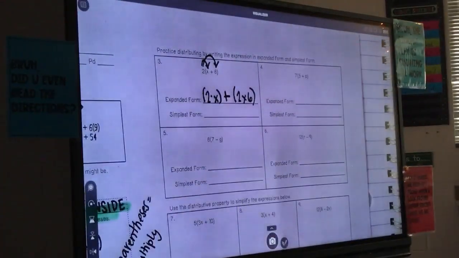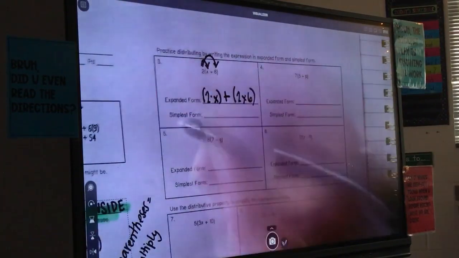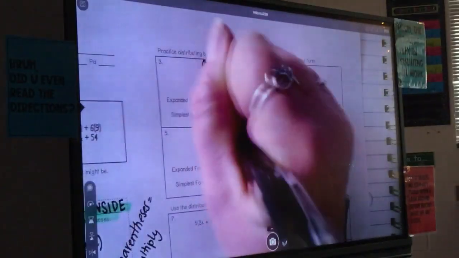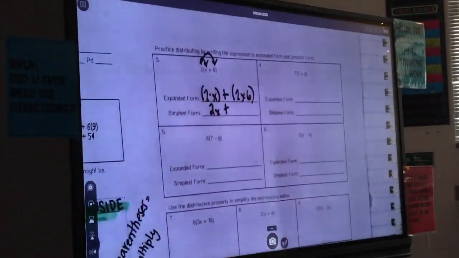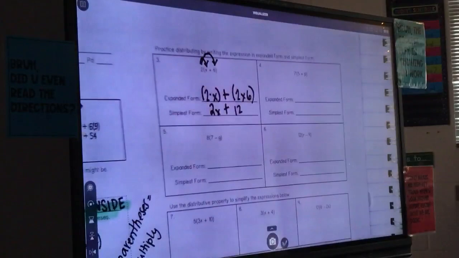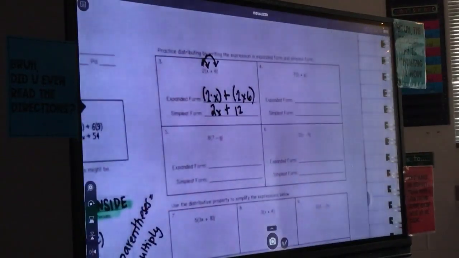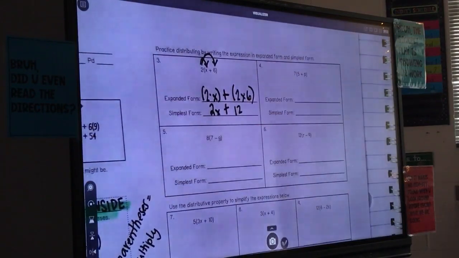All right, so what is 2 times x? What does that become? 2x. I'm going to bring my plus sign down, and then what is 2 times 6? 12. That is literally how easy this is. It's not hard at all. All right, the next one.